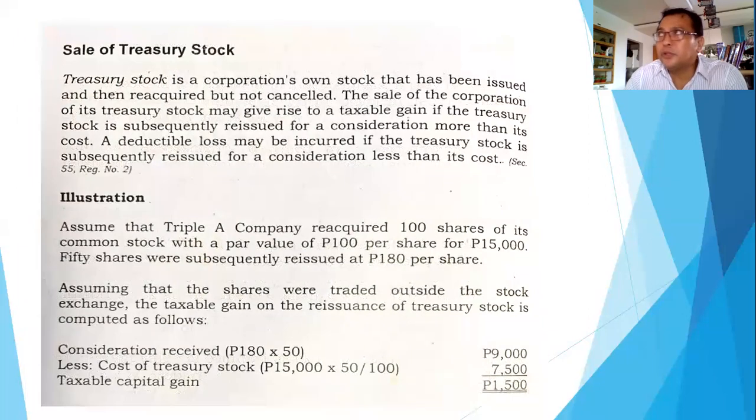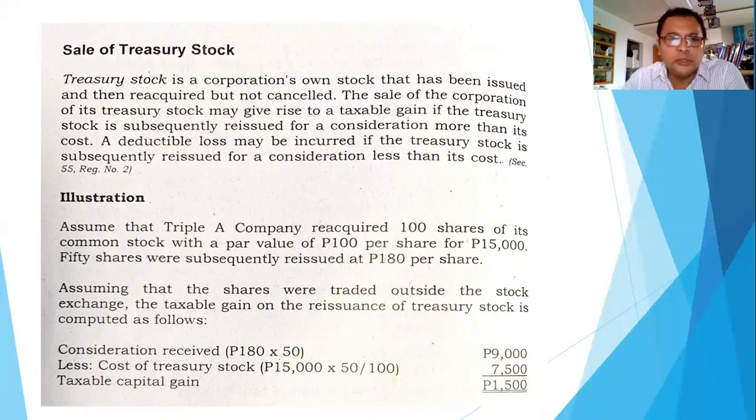Okay, let's go to sale of treasury stock. What are treasury stock? These are corporations' own stock that has been previously issued and then subsequently reacquired but not cancelled. So the sale by the corporation of its treasury stock may give rise to a taxable gain if the treasury stock is subsequently reissued for a consideration, meaning it's sold again, more than its cost. So a deductible loss may be incurred if the treasury stock is subsequently reissued for a consideration less than its cost.